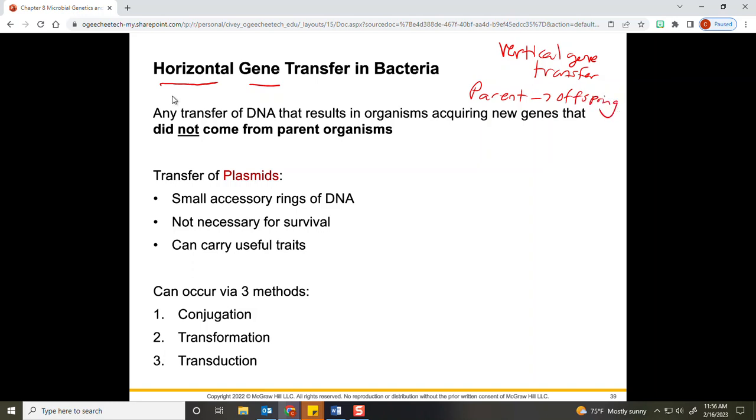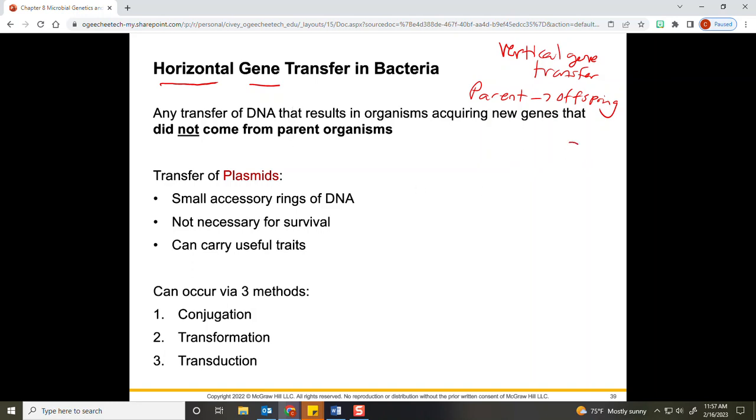But in the case of bacteria, that's not what we're seeing here. We're not talking about genes being passed from parent to offspring, because that would be binary fission. And as we've said, that leads to genetically identical cells. They have to have other means of increasing genetic variation. So instead, we have horizontal gene transfer.